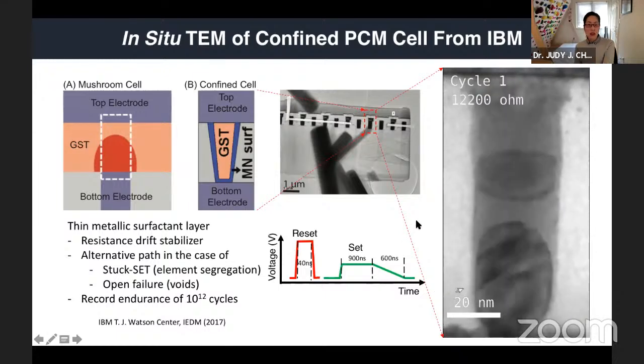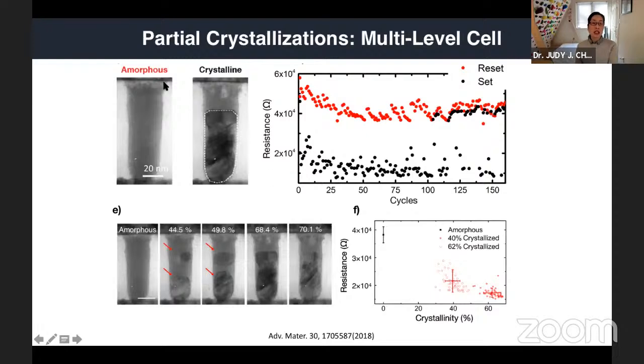So immediately, what's clear is that the entire pillar does not crystallize. In fact, we see two distinct states. So here is a snapshot of two examples of the amorphous state and then the crystalline state. Here is a number of cycles that we were able to run inside the TEM. We ran over 150 cycles, and the red dots are the reset, the high resistance state. The black is the low resistance state.